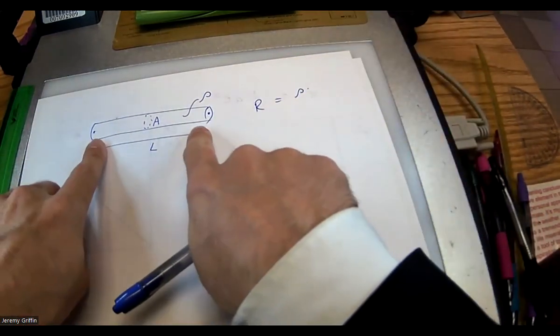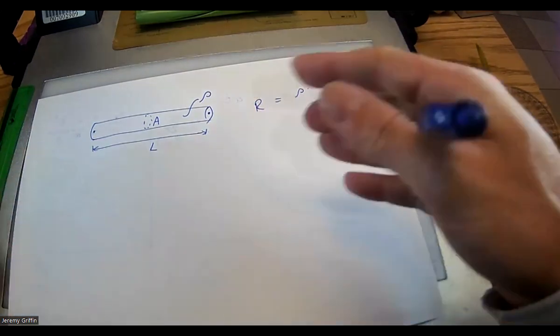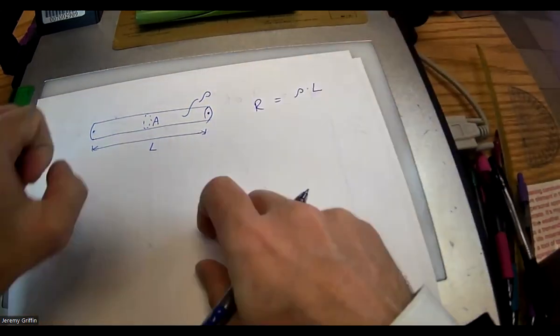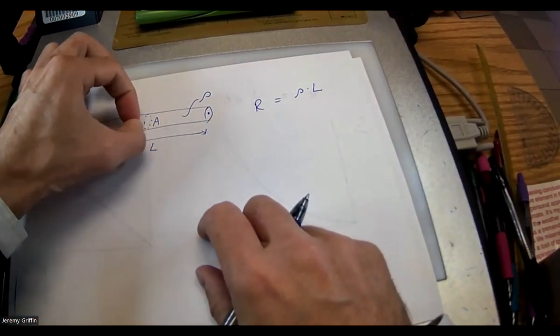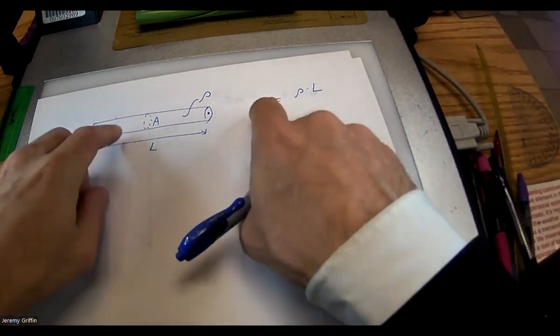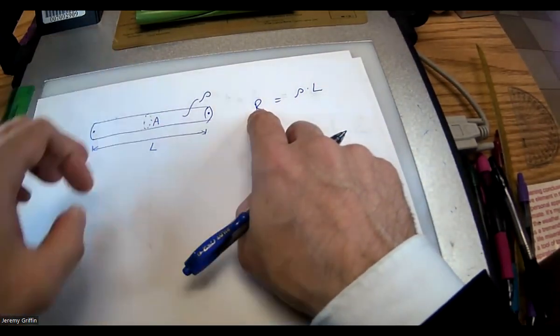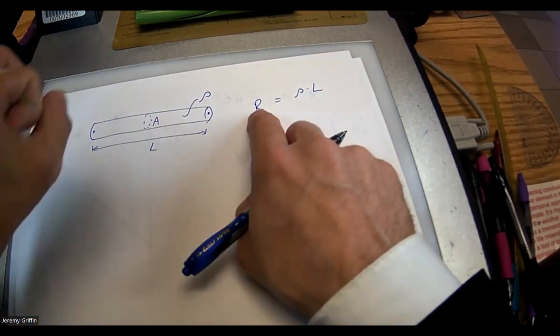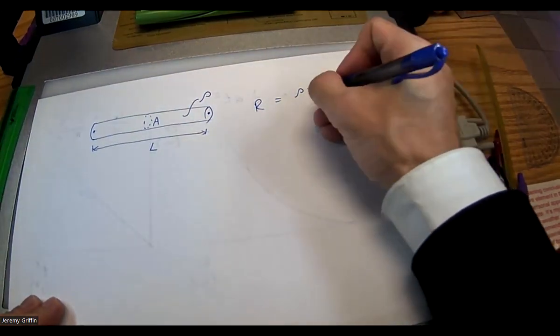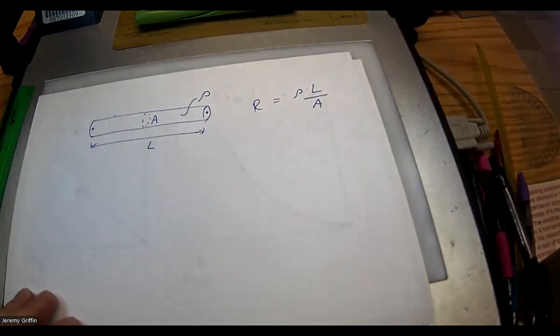How about this? If the wire is longer, do you think there's going to be more resistance? Yeah, in fact, that's a linear relationship itself. And what about this? If the wire is really fat, do you think there would be less resistance? And if that's true, then between this resistance and this cross-sectional area, would that be an inverse relationship? The greater the area, the less the resistance. How do you write that as an equation? Over A. Yeah, there you go.